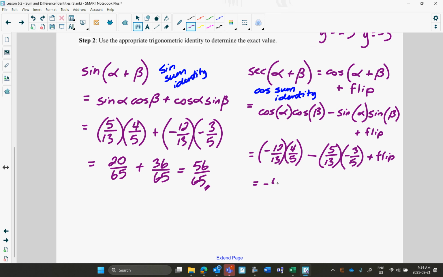So I get negative 48 over 65. Well, I've got a minus. When I multiply these two, it's negative. So minus a negative means I'm going to add them. And I get 15 over 65. Which equals negative 63 over 65. Sorry, over 65, not 63. And remember, I got to flip. So my final answer is going to be negative 65 over 63.